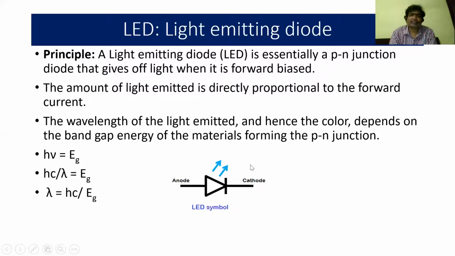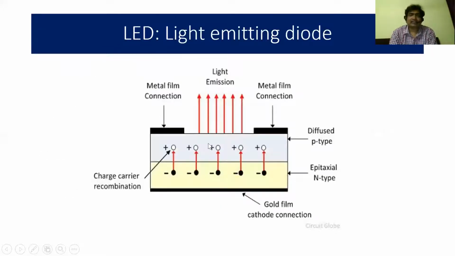This is the circuit symbol of a LED, which is very similar to the ordinary PN junction diode, except for these two arrows. These two arrows indicate that there is emission of light from the junction, which marks the symbol of LED. This is the construction of LED. Basically, it contains metal film connections at top and bottom, and this is the N region and this is the P region.